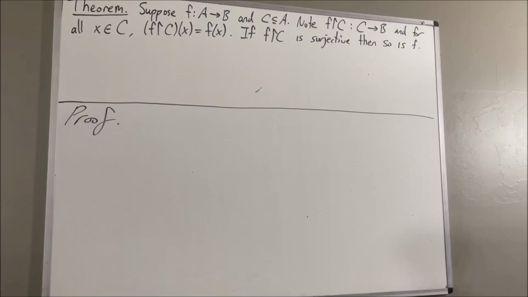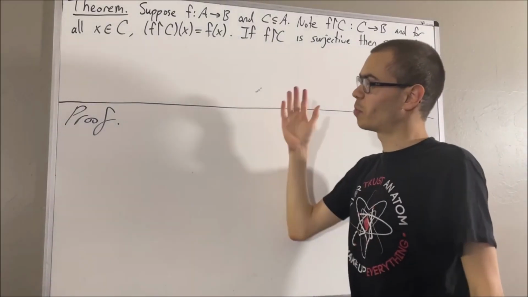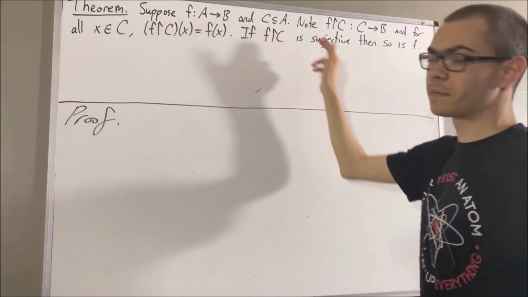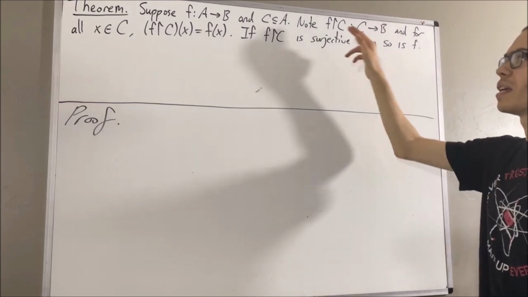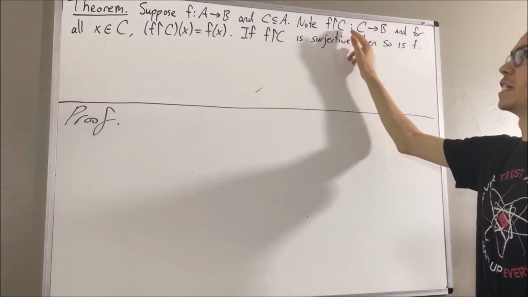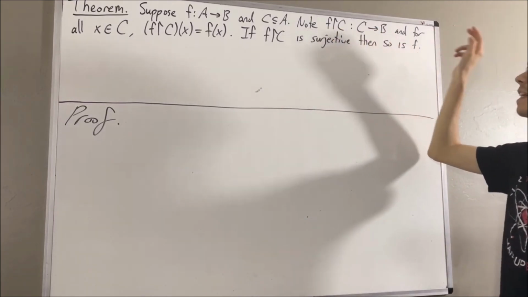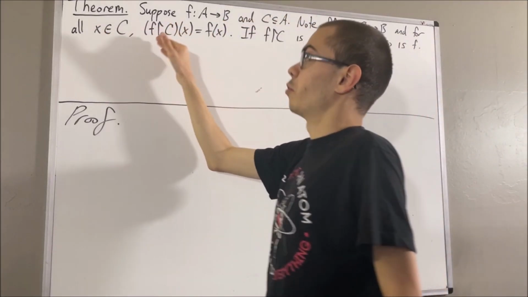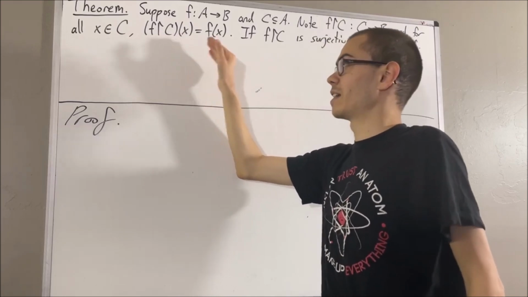Hello! In this video, we are going to prove the following theorem. Suppose f is a function from A to B and C is a subset of A. Note that the restriction of f to C is a function from C to B, and it satisfies the fact that for all elements x in C, the restriction of f to C evaluated at x is equal to f of x.